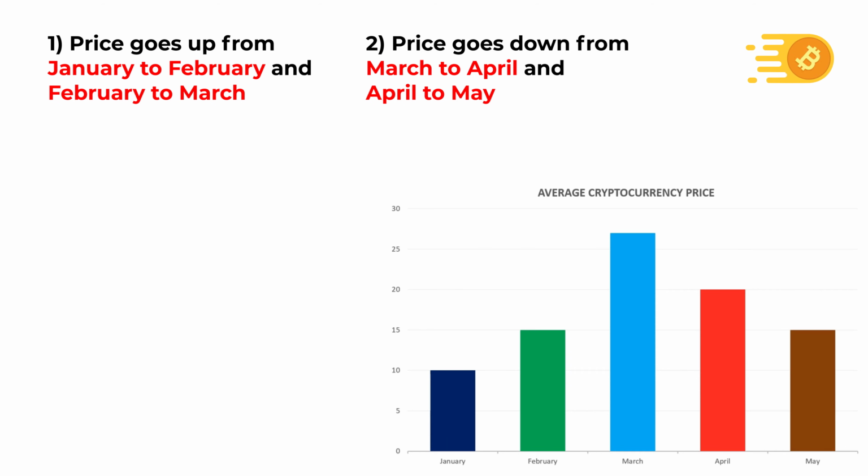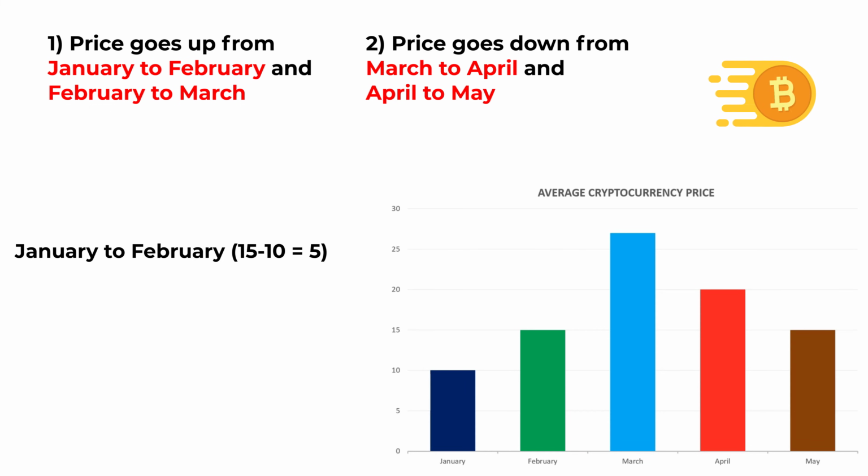So let's look at the 2 months with price increases closely. Between January and February, price went up from $10 to $15. So the difference is 15 minus 10 equals 5. Between February and March, price went up from $15 to $27. So the price increase is calculated by subtracting 15 from 27, and the result is 12.